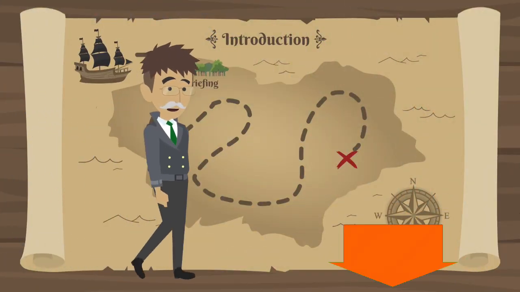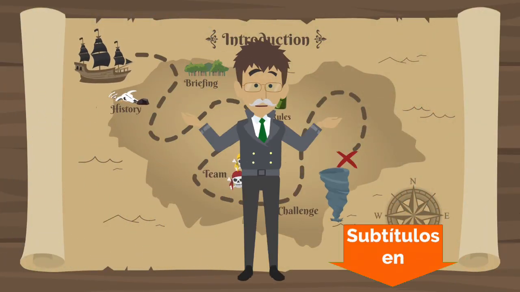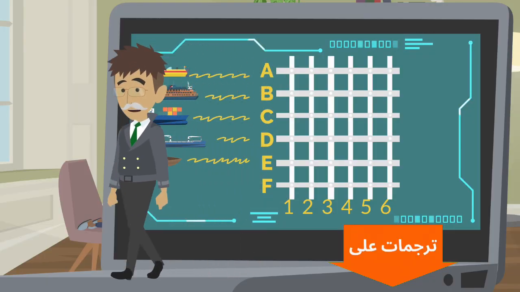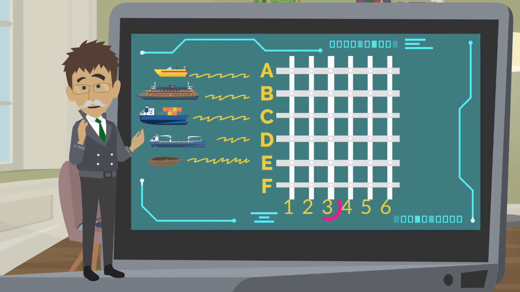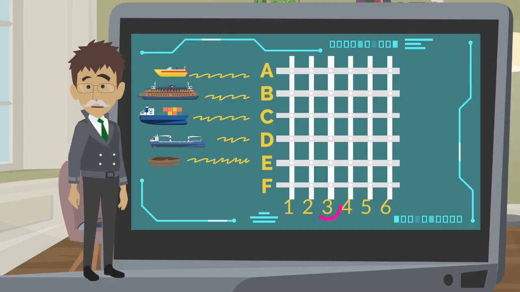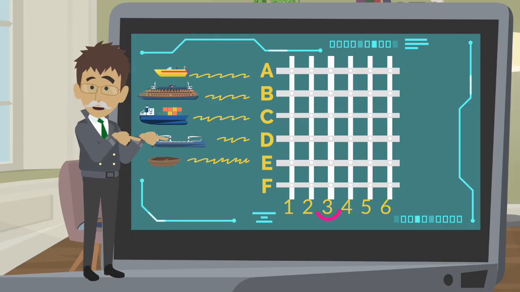Have you ever used a map to find a specific location? Or played a game like Battleship where you use letters and numbers to identify exactly where something is? If so, you've already been thinking like a coordinate geometer.